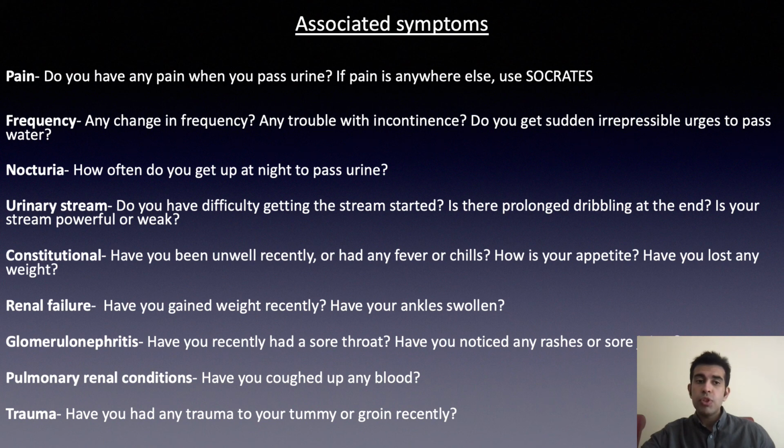Then you want to have a look at more general symptoms. So, have they been unwell recently? Have they had any fever or chills? How's their appetite? Have you lost any weight? Perhaps if we're thinking of any more sinister causes within the male urinary tract.